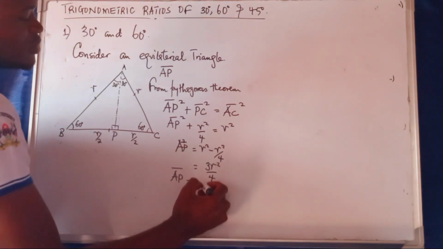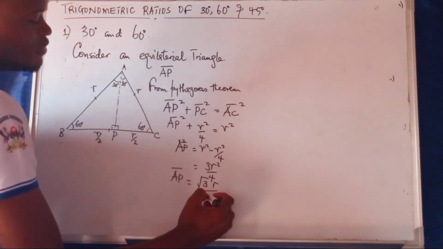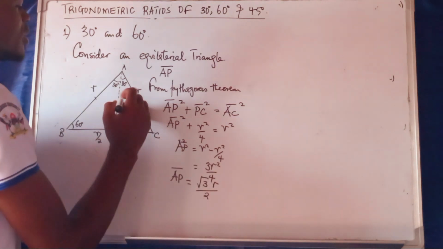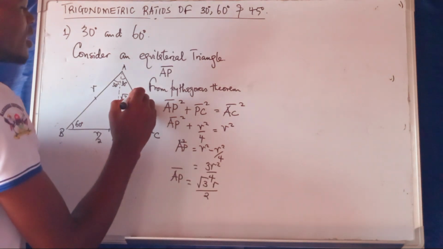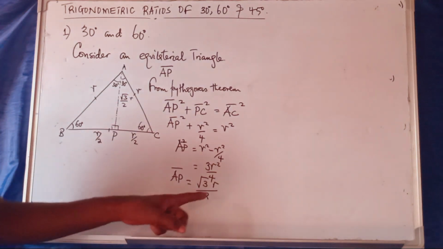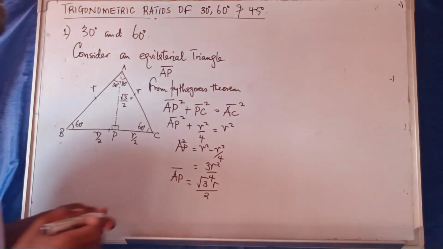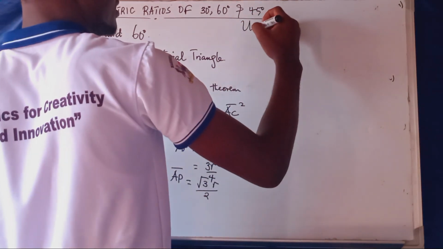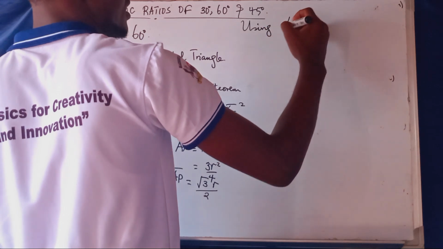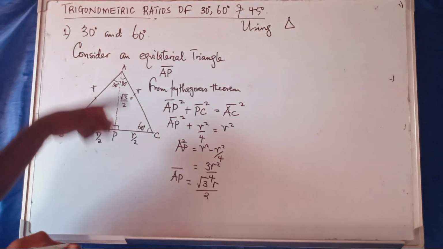I will remain with root 3R over 2. So the length here is root 3 R, the R is outside. Have to keep that in mind. It is root 3R over 2. Then, using triangle APC, let me stick with my triangle APC.